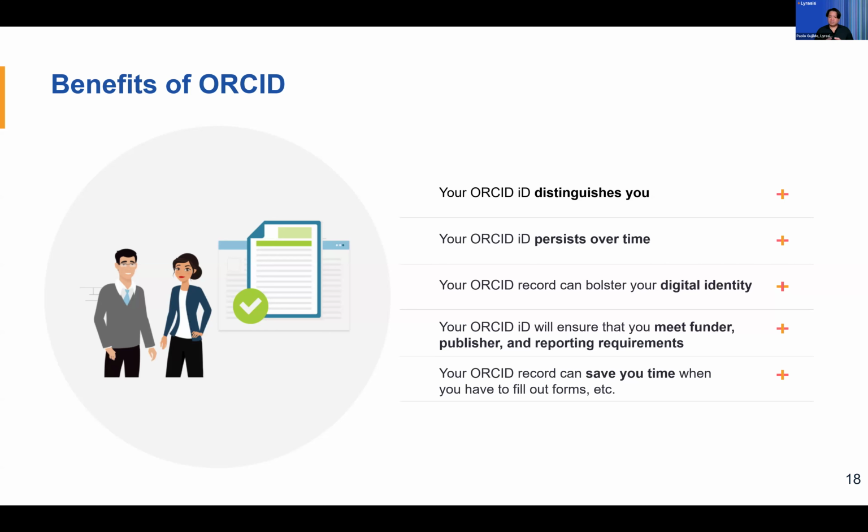Ultimately, all of this is ORCID saving you time as a researcher, because it can save you time filling out forms, for example, when you're submitting manuscripts or filling out a form when you're submitting your grant applications. So all of this is to really save you time. And we're going to go through all of this individually so we can see more details on how this benefits you as a researcher.